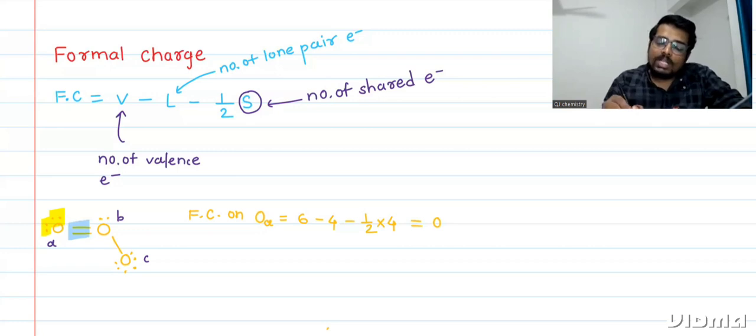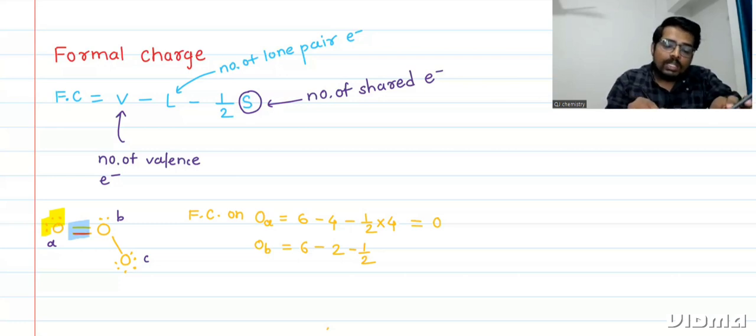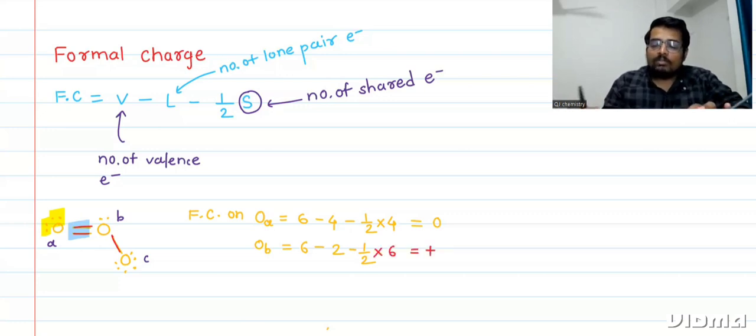Similarly, find the formal charge on oxygen B. On oxygen B, the number of valence electrons is 6, minus the lone pair electrons, which is 2, minus half of the shared electrons. How many shared electrons are associated with oxygen B? A total of 3 bonds are associated with oxygen B, so 3 bonds means 6 electrons. So the formal charge on oxygen B is equal to plus 1.